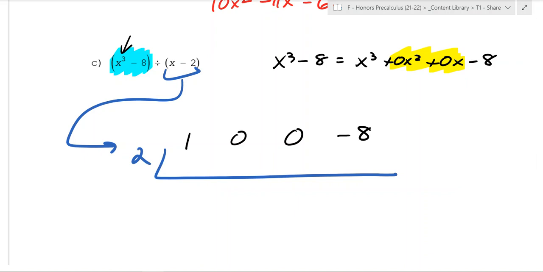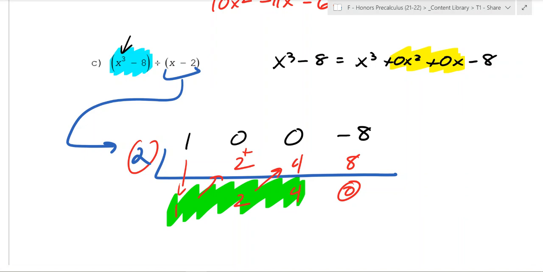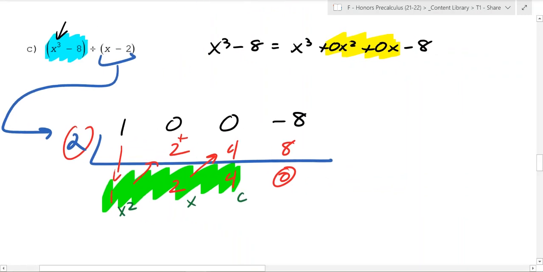So you do the same thing. You bring it down, it's 1. You then multiply by 2 and you get 2. Add, you get 2. Multiply by 2 and you get 4. Add and you get 4. Multiply and you get 8. Add and you get 0. So again, these terms that are left tell you what the coefficients are. This is the constant, the x, and the x squared. So this now tells you that x cubed minus 8 over x minus 2 is equal to 1x squared plus 2x plus 4.